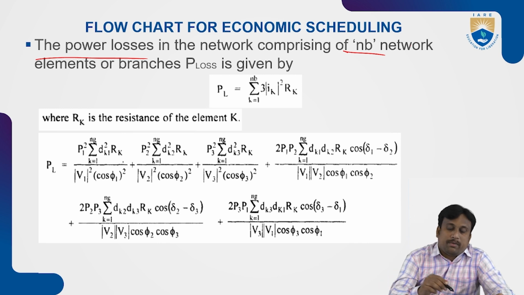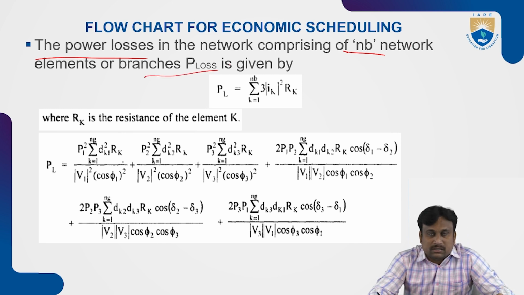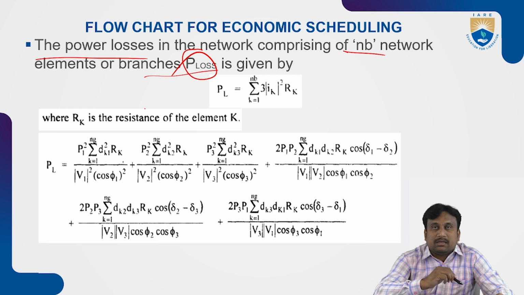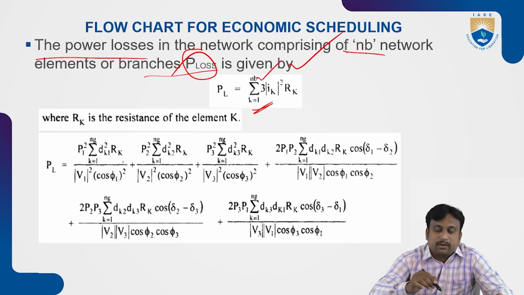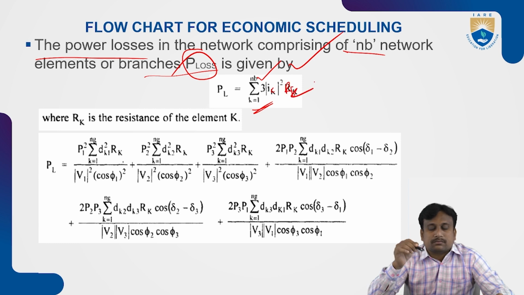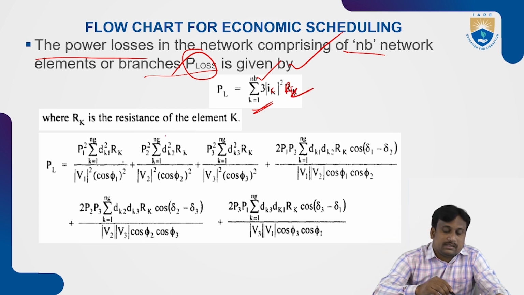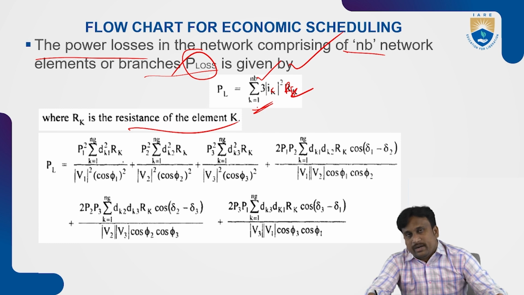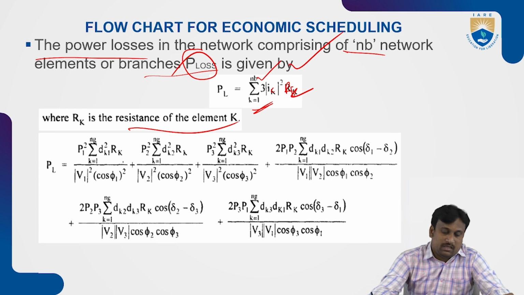Now the power losses in the network will comprise NB network elements, that means they may be treated as branches. The power loss is given by PL equals sigma k equals 1 to NB of 3 Ik square Rk. So here Rk is the resistance of the kth element.